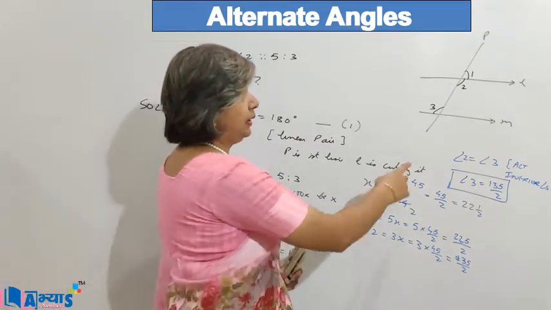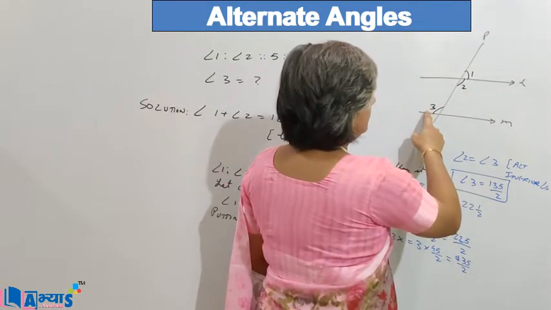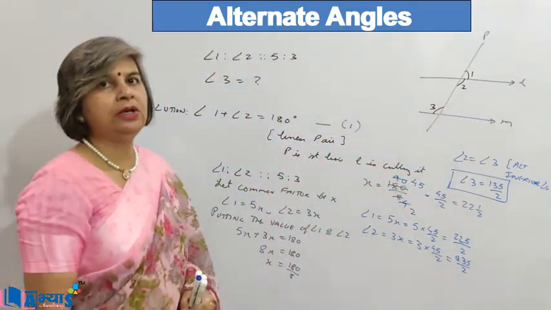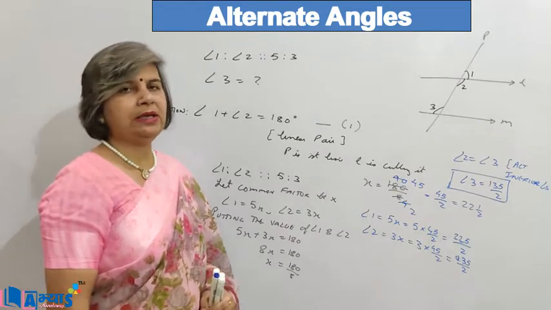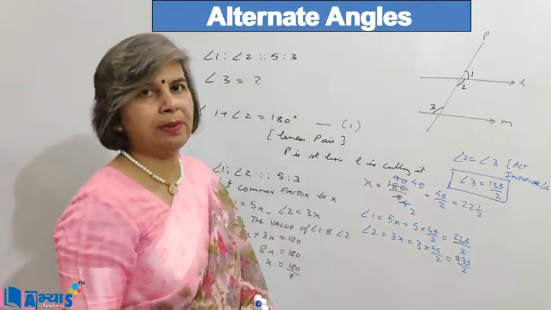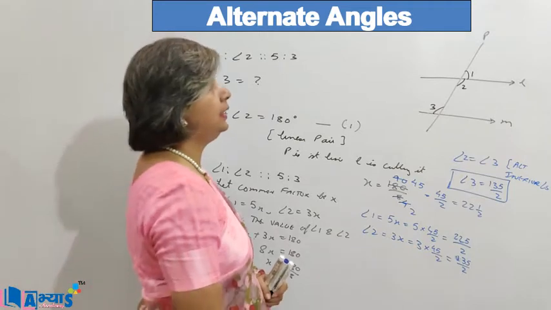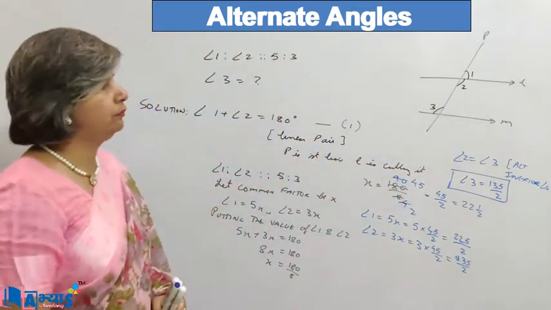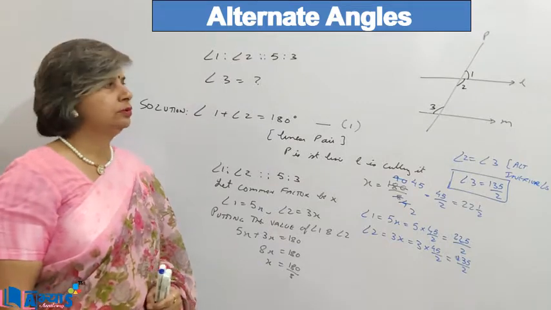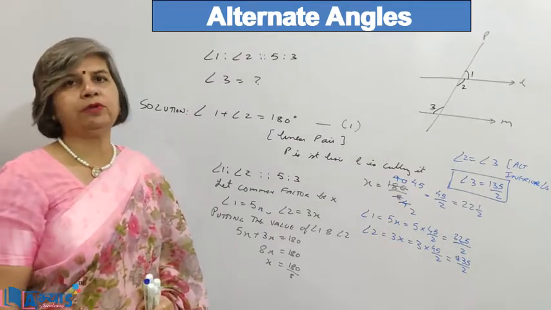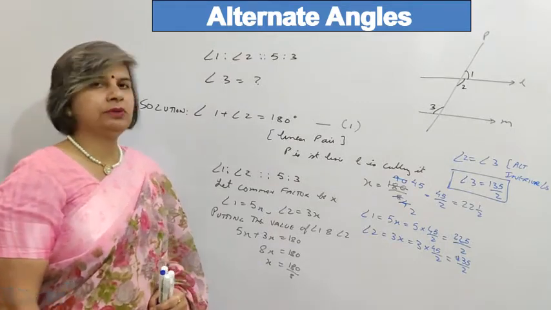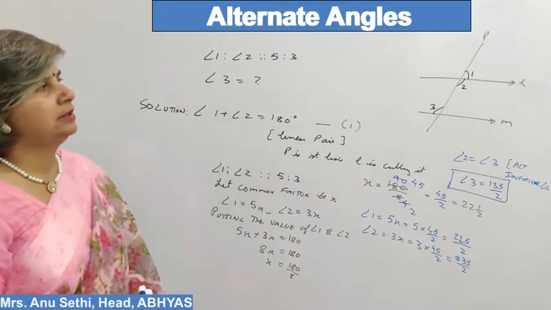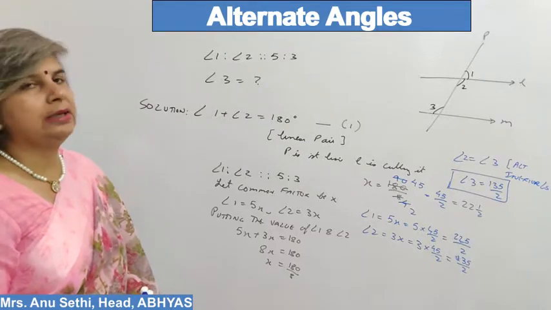Now angle 2 and angle 3 are alternate angles when L and M are two straight lines and P is the transversal, but as L and M have been given to us to be parallel to each other, we can say that angle 2 is equal to angle 3. So angle 3 will be equal to 135 upon 2. So this is how we can apply the concept of alternate angles, and we know that when two parallel lines are intersected by a transversal, the alternate angles are equal.